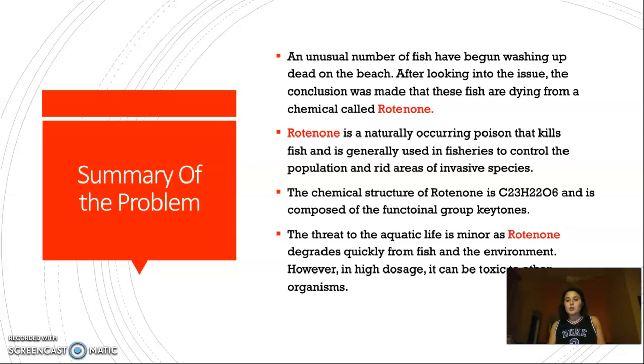The chemical structure of rotenone is carbon 23, hydrogen 22, oxygen 6. It is composed of functional key groups called ketones. In large quantities, ketones are poisonous to the body.